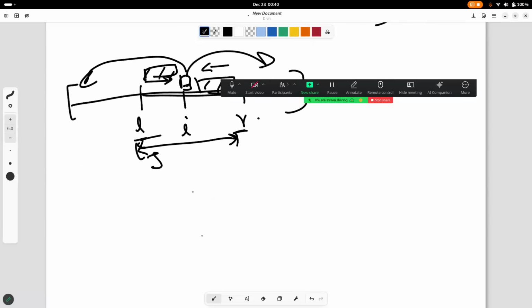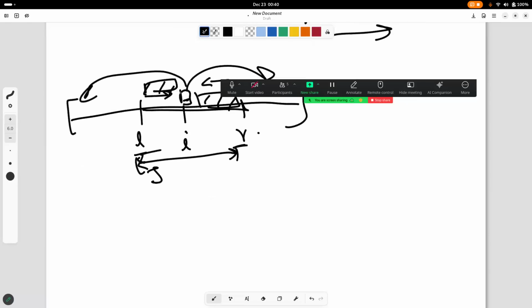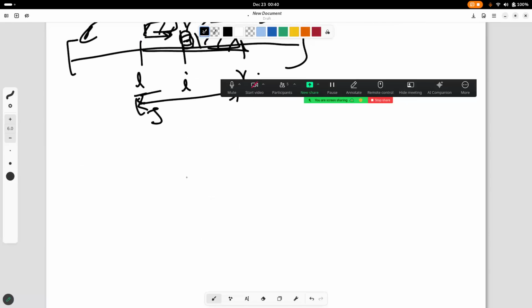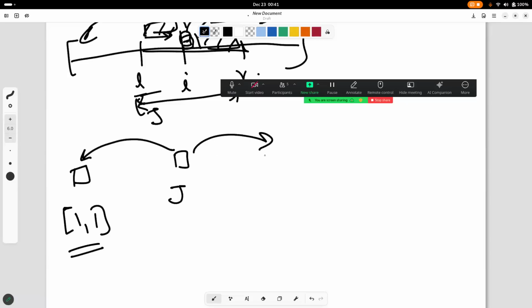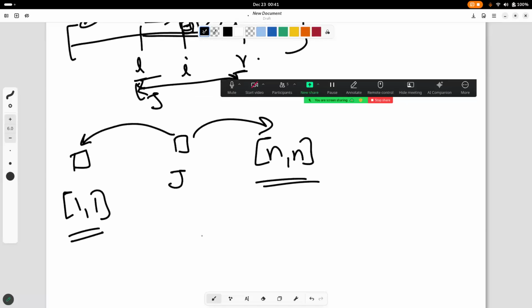But what happens if the card that you're operating on is itself the Joker? When you're operating on the Joker, you're actually creating a new range. You could either put the Joker at the start of the array, that corresponds to this new range 1 to 1, or you can put the Joker at the end of the array, that corresponds to starting a new range N to N. And on each of the further operations, you could go on expanding both of these ranges.